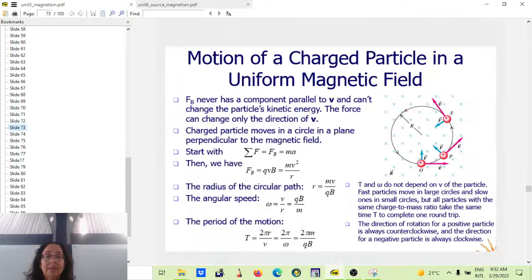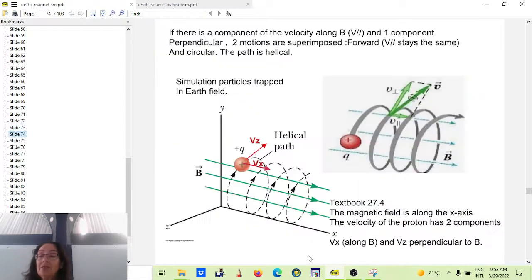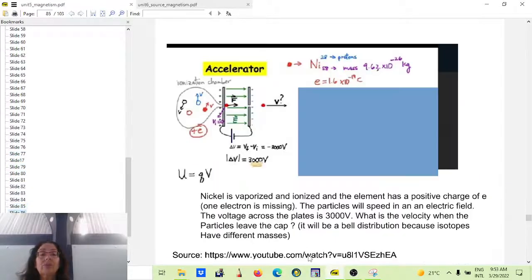If you go back to that here, you see that the time it takes for one cycle to go around for a charged particle in the magnetic field does not depend on the speed. The radius does, yeah, but the rotation speed does not, and the time it takes to go around does not depend on the speed. So that's very, very convenient when you have a cyclotron.